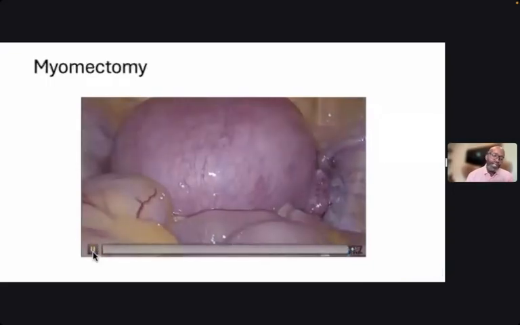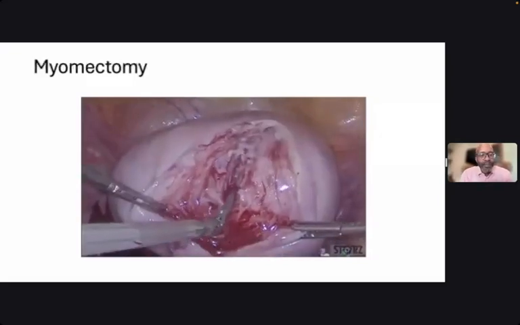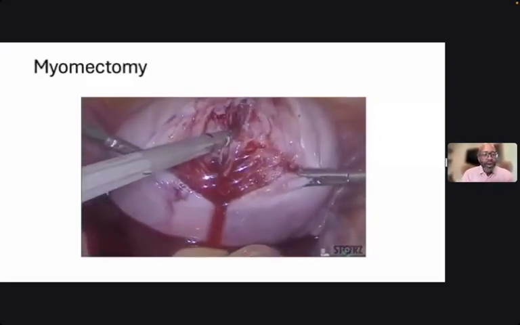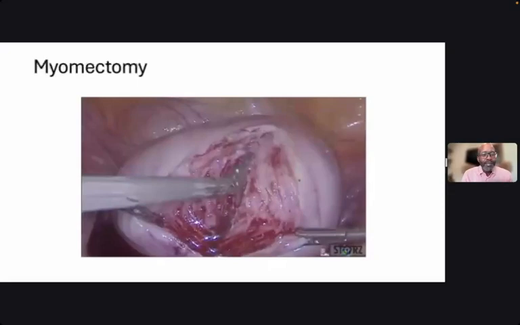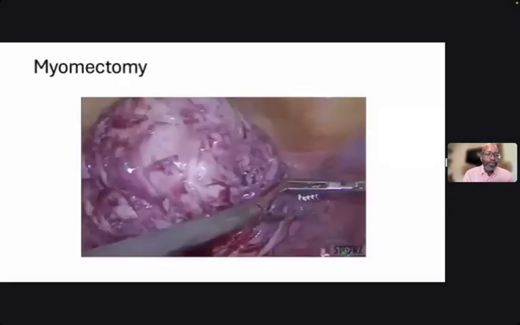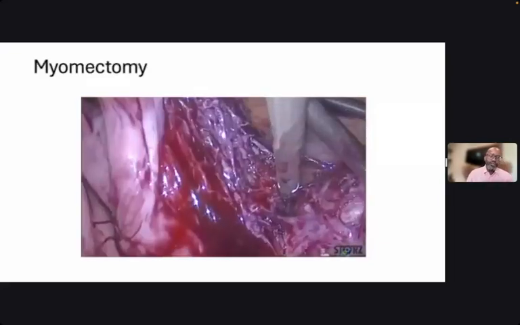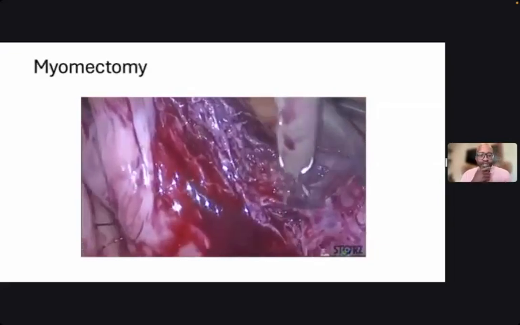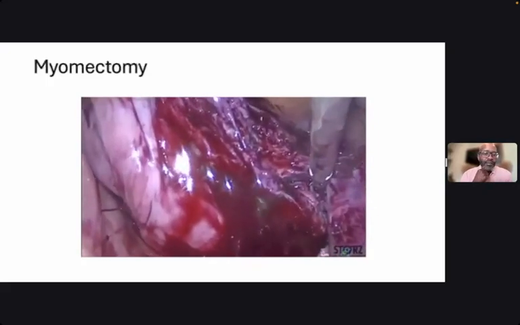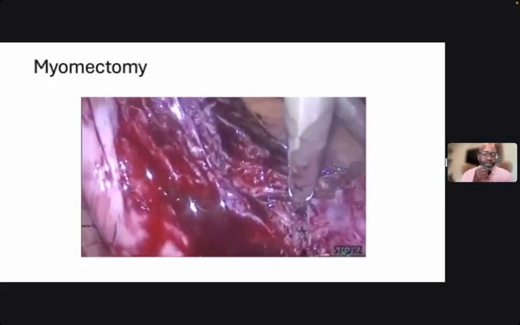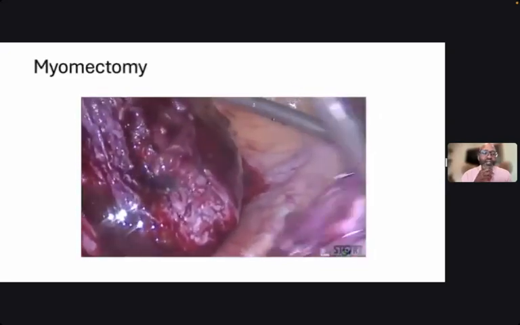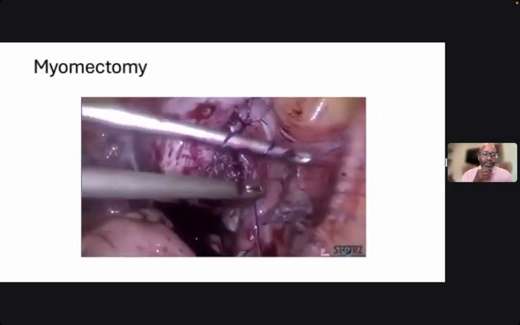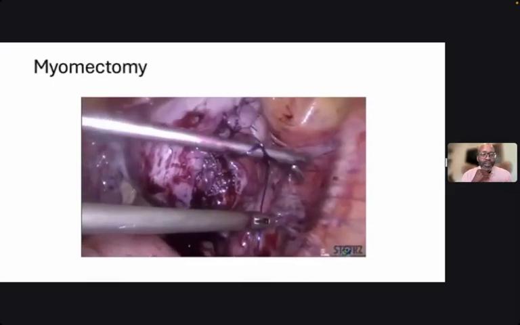This patient had an intramural fibroid, which was a type 4, but 10 by 10 centimeters in size. So laparoscopy was done and the fibroid was removed. She was struggling to conceive for some time, and the fibroid was removed and the cavity was closed in layers. We did 3 layers for her because it was a huge fibroid.